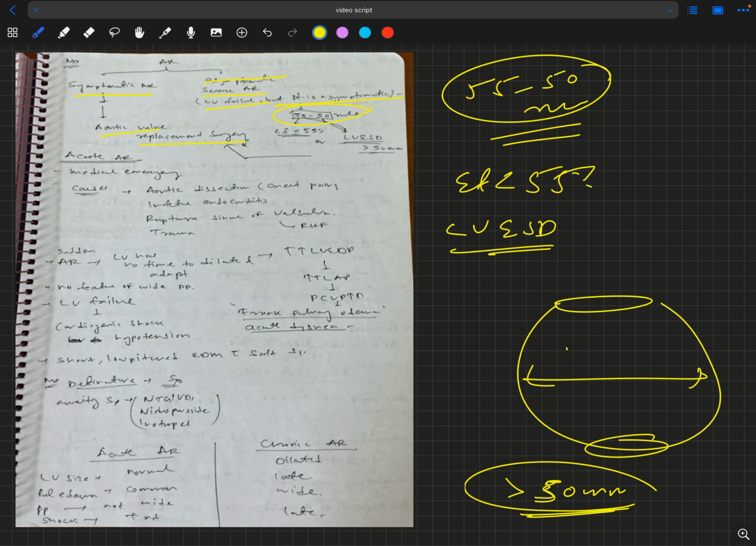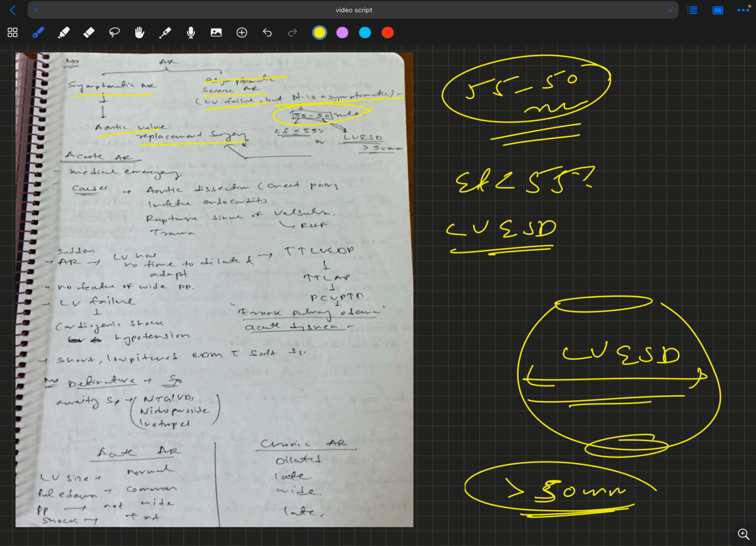the left ventricular end systolic diameter. So after the systole, if the ventricle is enlarged due to eccentric hypertrophy, suppose the normal size of the ventricle was this, now it is enlarged to this. When it is more enlarged, the prognosis is poorer and the condition is more severe. So if the left ventricular end systolic diameter is more than 50 mm, that is an indication for aortic valve replacement.